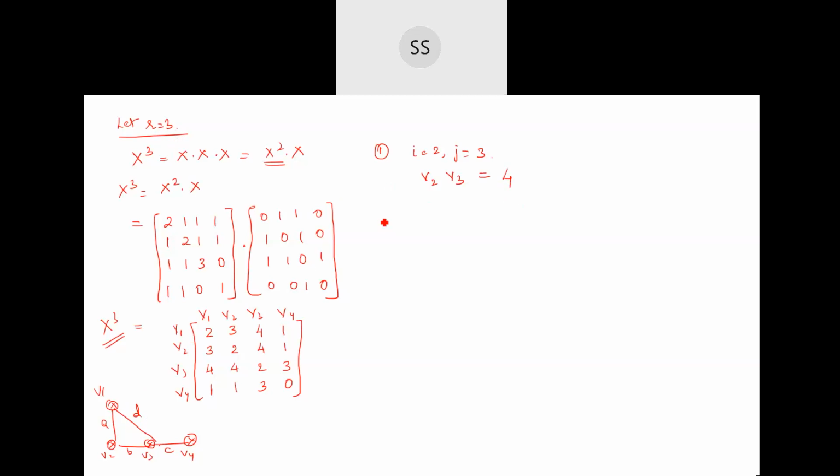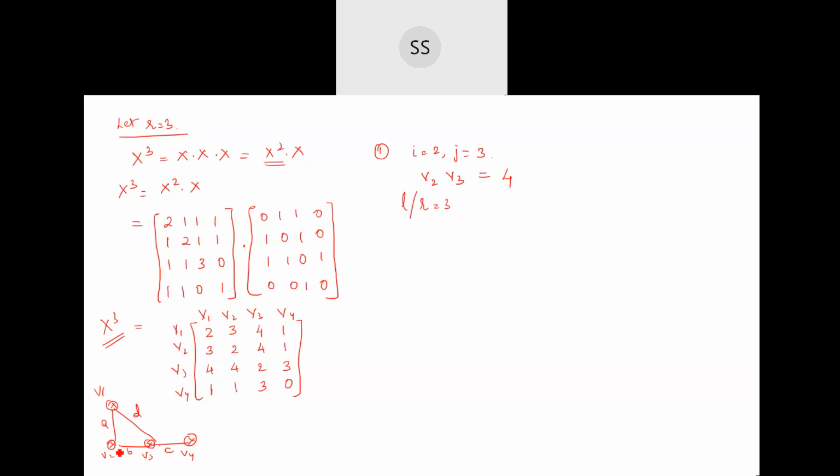So let me see how I can show that. Between V2 and V3, how many possibilities do I have? V2 and V3, 4 possibilities of length, R value equal to 3. R, or you can say the length value, is equal to 3. So let us see how I can do it.